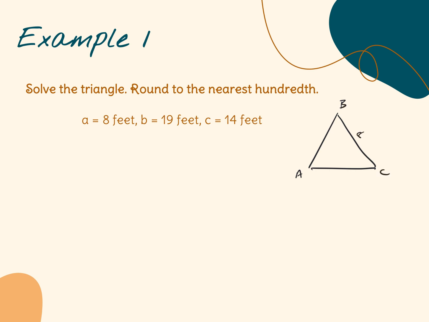I know little a is over here, it's 8 feet. Little b is down here, it's 19 feet. And little c is 14 feet. When I get to this particular scenario, I've got 3 sides here, so I need to figure out which side I'm going to start with. Technically, I know logically you have those formulas.